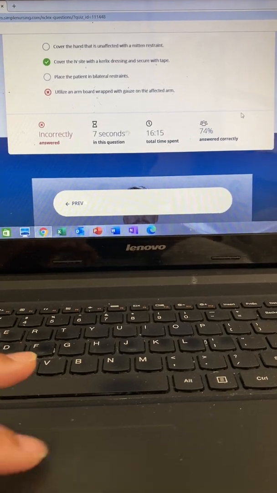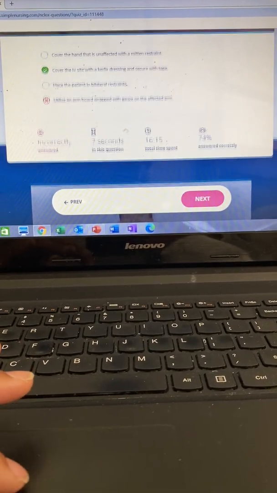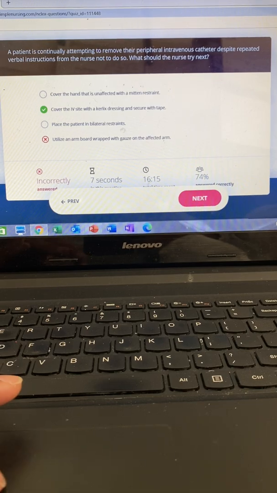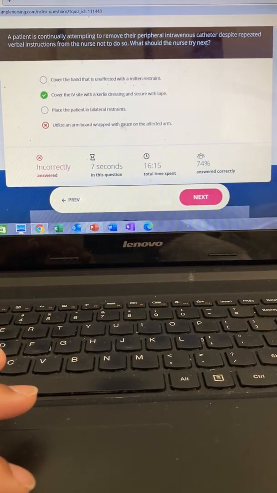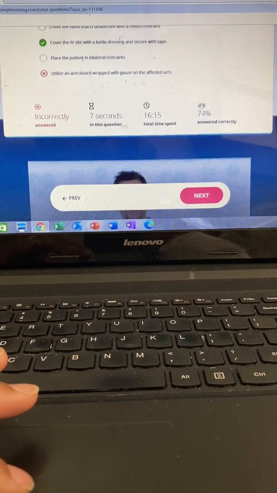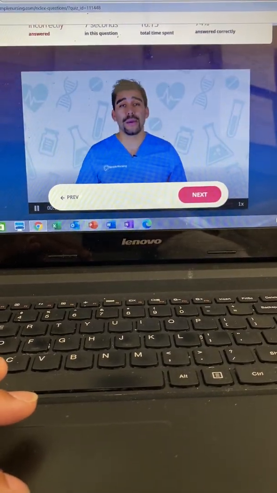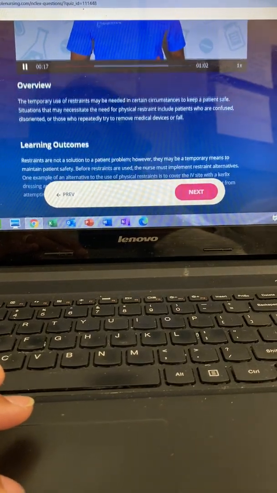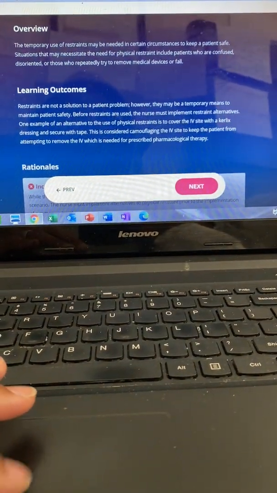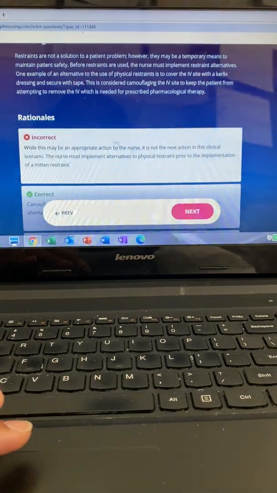Now, using our 3 steps, let's break this down. This question's asking what to do for the key problem. A patient keeps trying to take out their IV despite being told not to. So the biggest thing I'm thinking before looking at the options is how do you secure the IV so the patient can't remove it? So the solution we're looking for is the next option to prevent the patient from taking out that IV.